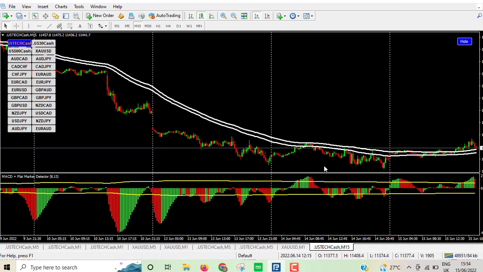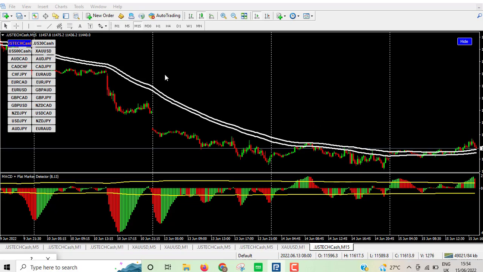Now, let me explain how this is being used before we move on. Between these two yellow lines, it means that the market is flat, sideways, not going anywhere, and it is not advisable to take a trade until it breaks above. As we have it here, it breaks above, that is for a buy, and below the yellow line is a sell signal. So this is how we actually use it.